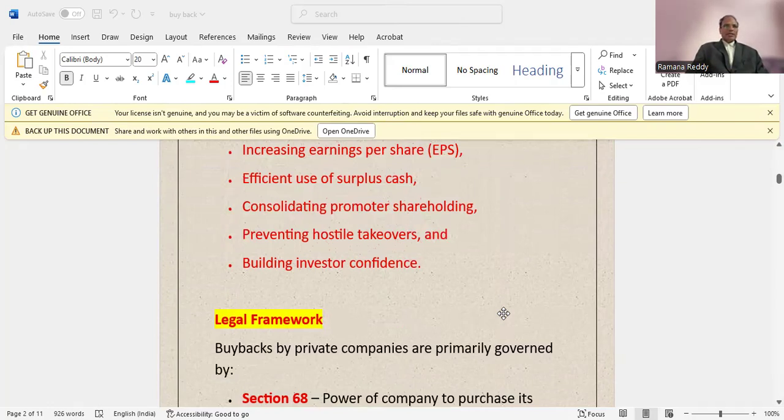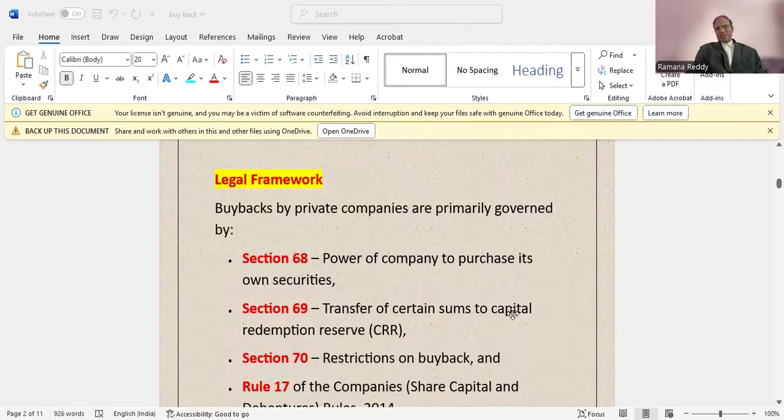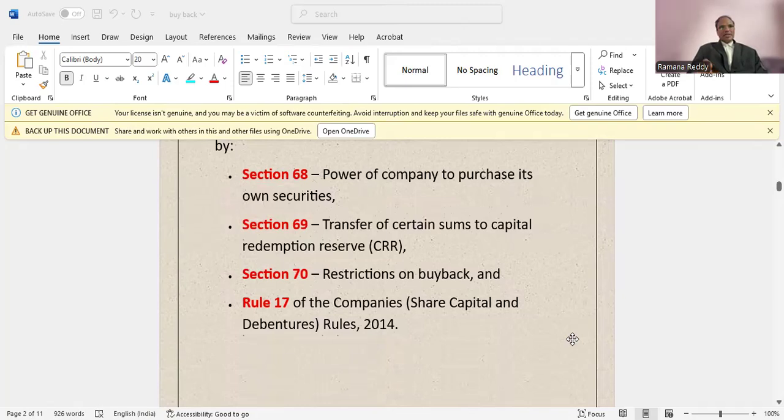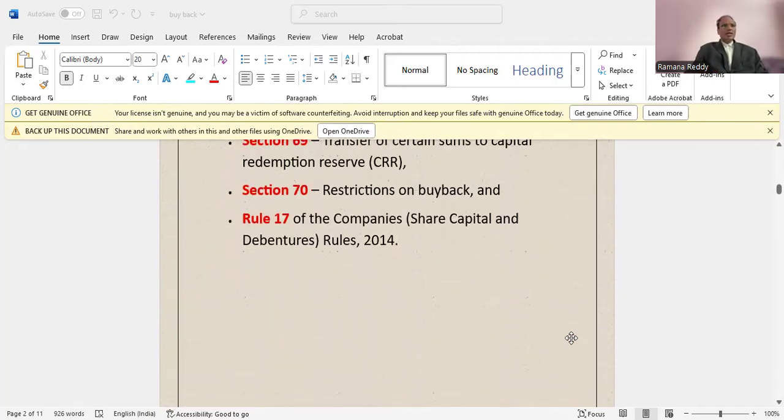So what about the legal framework? What are the sections involved? Buybacks by private companies are primarily governed by sections 68, 69, 70 and Rule 17. Section 68 talks about the power of the company to purchase its own shares. Section 69 of the Companies Act 2013 talks about transfer of certain sums to CRR. CRR is Capital Redemption Reserve. Section 70 of the Companies Act 2013 talks about restrictions on buyback. And Rule 17 of the Companies (Share Capital and Debentures) Rules 2014 talks about the entire procedure of buyback of shares.